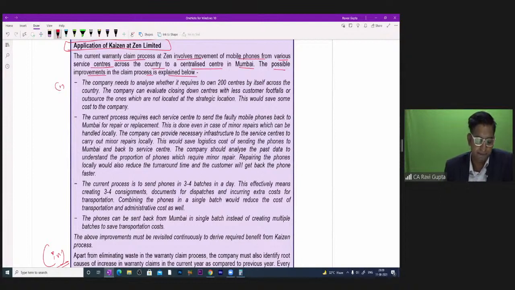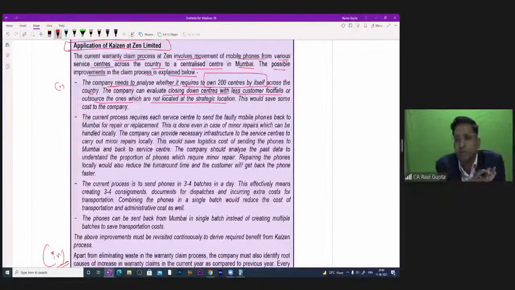Number one, the company needs to analyze whether it requires 200 centers. Now the company can take a decision. Those centers where the customer footfall is very low, or those centers where we are incurring a loss, we should close down, or we can outsource. So whether it requires owning 200 centers itself across the country, the company can evaluate closing down the centers with less customer footfall or outsource the ones which are not located at the strategic locations.